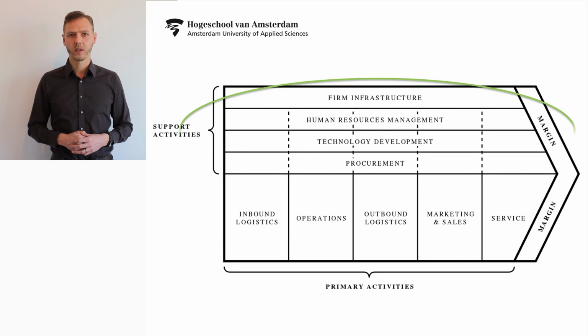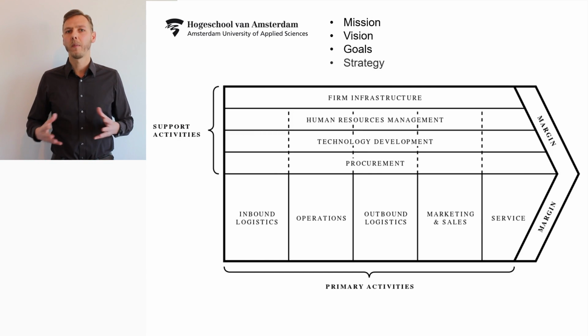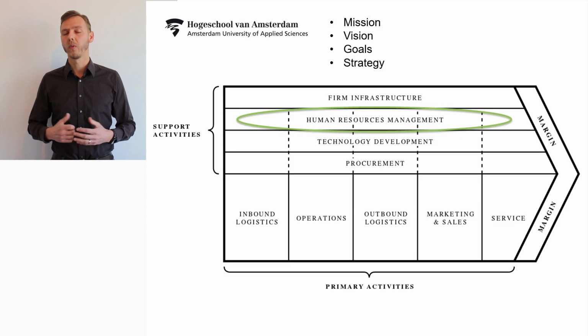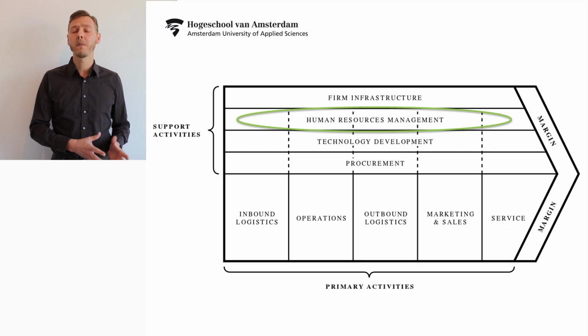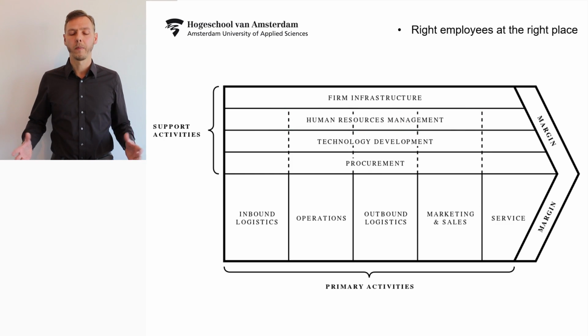Let's start with the firm infrastructure. How is the firm structured? What kind of strategies do you have? What kind of mission do you have? What kind of vision do you have? What kind of goals do you have? What kind of management do you have? Everything has been made up at the top of the firm, and there are probably clear goals and a clear strategy. But how clear are these goals and strategies with the other activities that you have? For instance, the human resource management. Human resource management makes sure that we have the right people at the right spot with the right skills, so the right staff in your firm.